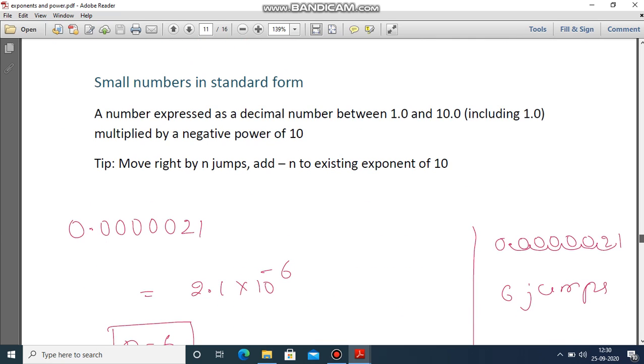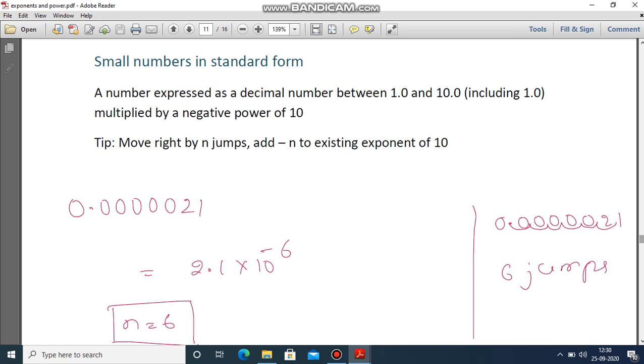So next, small numbers in standard form. A number expressed as a decimal number between 1.0 and 10.0, including 1.0, multiplied by a negative power of 10. So here the tip I give you is: move right by n jumps, and add minus n to the existing exponent of 10.